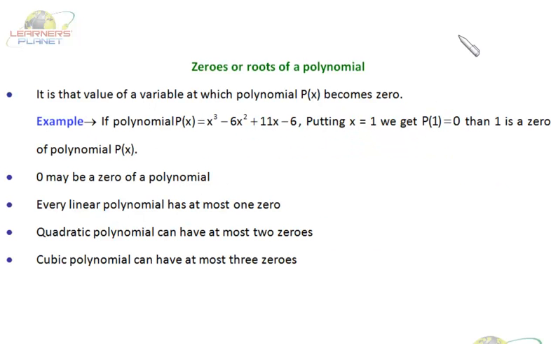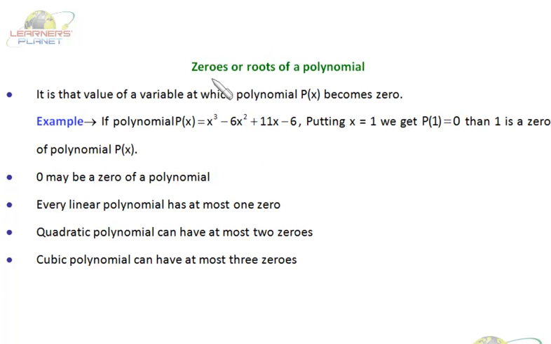Now let's discuss zeros or roots of a polynomial. A zero or root of a polynomial is a value of a variable at which the polynomial, let's say p(x), becomes 0. Let's take one example. If polynomial p(x) is x cubed minus 6x square plus 11x minus 6, suppose I put x equal to 1, and if I get the value of this polynomial as 0, then 1 is a zero, or we can say the root, of the polynomial.